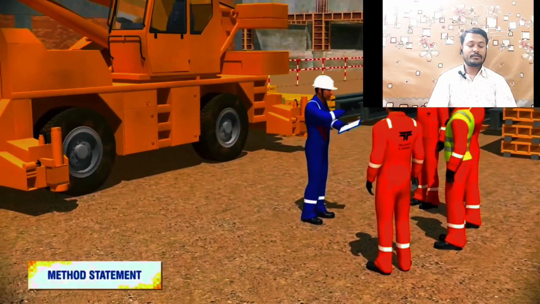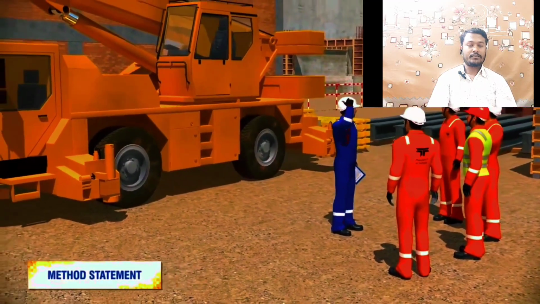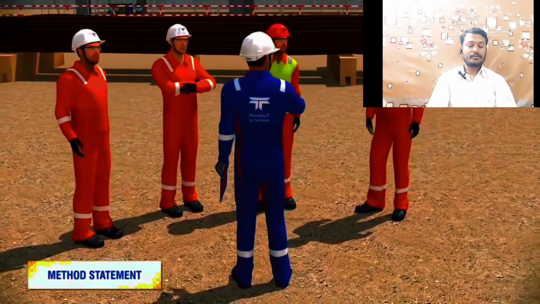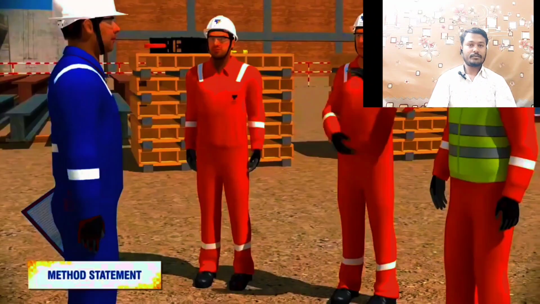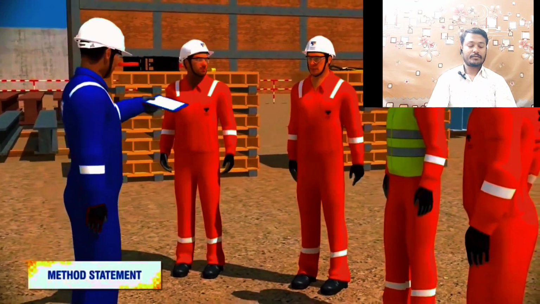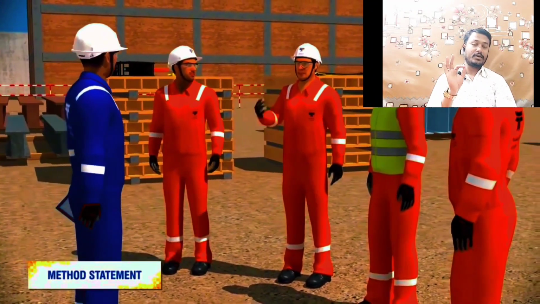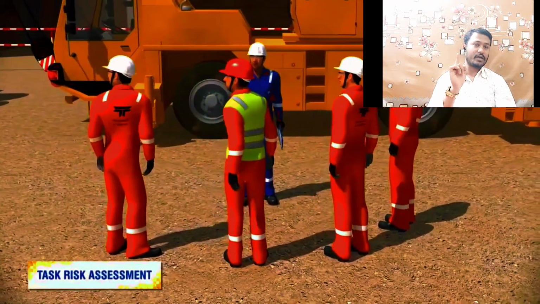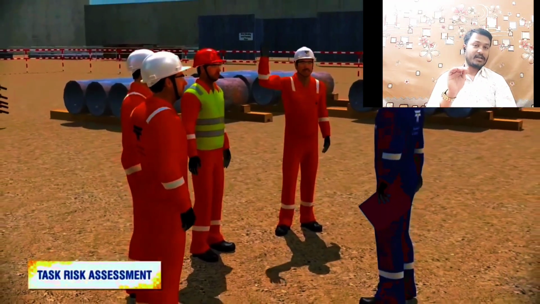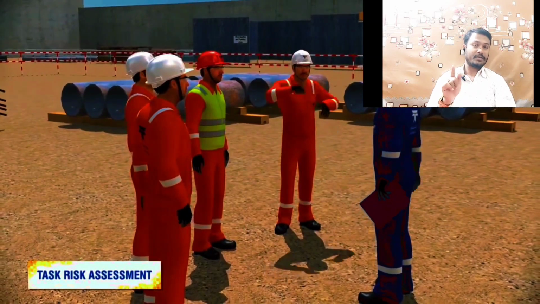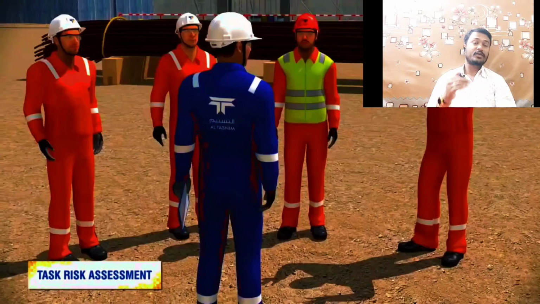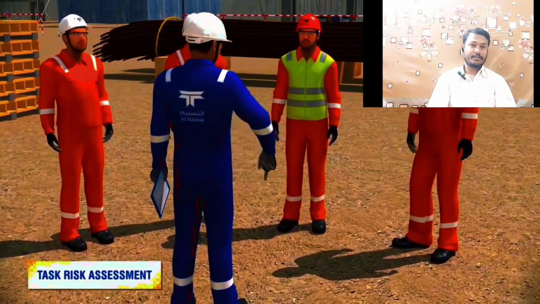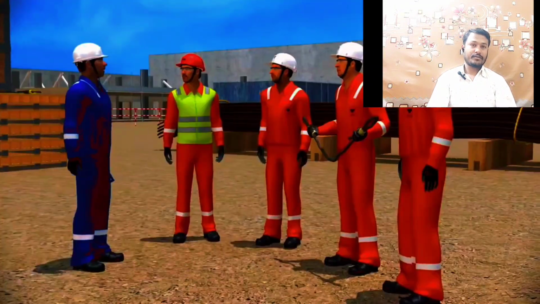Method statement. Method statement is a detailed statement of work, which includes scope of the task or activities, hazards involved in that task, and the safe work methodology of the task. Task risk assessment. Discussion on the site-specific or lift-specific risk assessment and control measures, and if there is any change in plan or process, dynamic risk assessment to be carried out before starting the job.